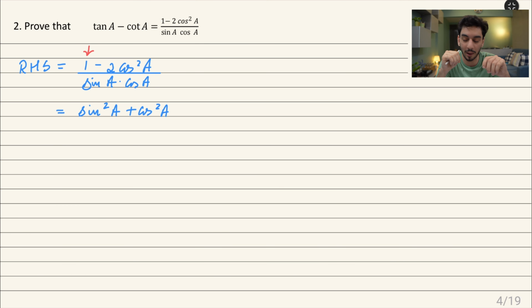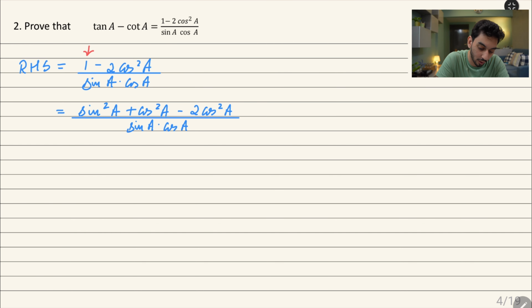Okay, so that is what I am going to do over here, that instead of 1, I'll be writing sine square A plus cos square A, and minus 2 cos square A remains as it is. Now in the denominator, I have sine A times cos A. Now if I see, the numerator becomes sine square A, and cos square A minus 2 cos square A is just negative cos square A, and the denominator is sine A times cos A.